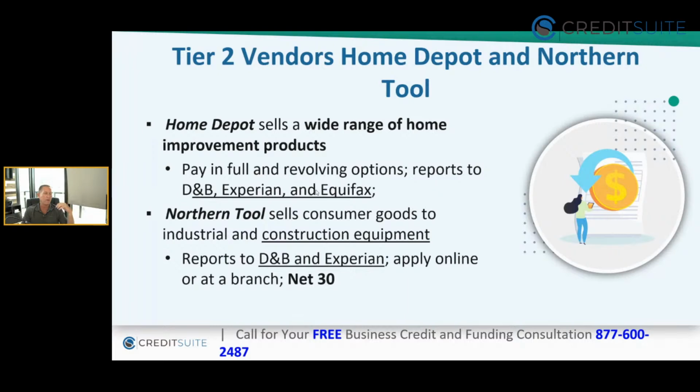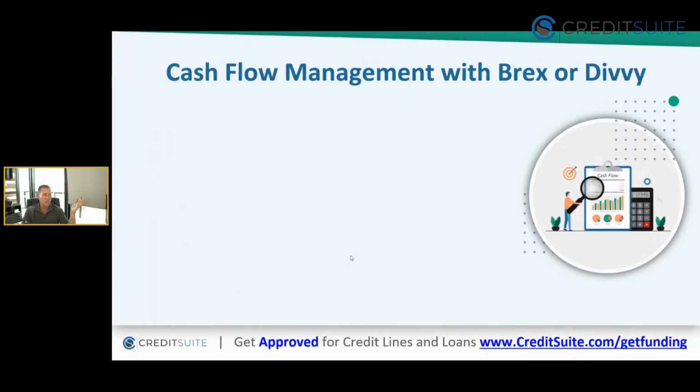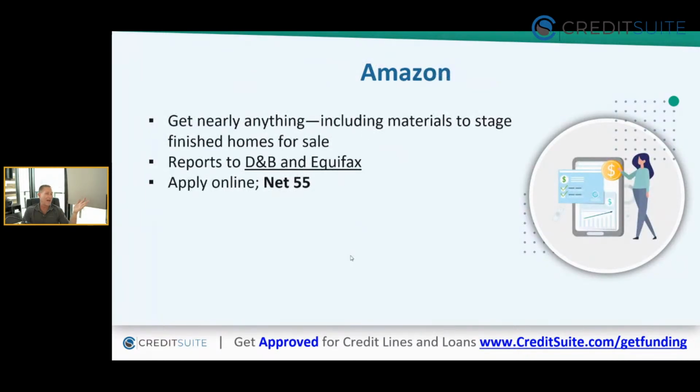They report to all 3 reporting agencies, D&B, Equifax, Experian, all commercial reporting. Northern Tool reports to D&B and Experian. They'll give us at this phase net 30 accounts. Home Depot will give us net 30 or revolving accounts, giving us 30 days to pay back the money, or revolving accounts. Amazon, right? They sell everything you could possibly think of or want. They have revolving accounts in net 55, so 2 months to pay them back.